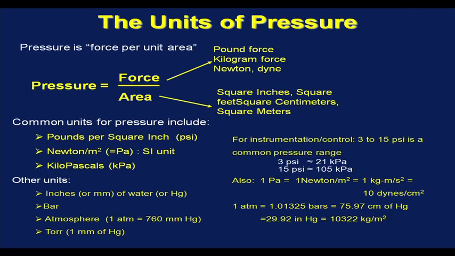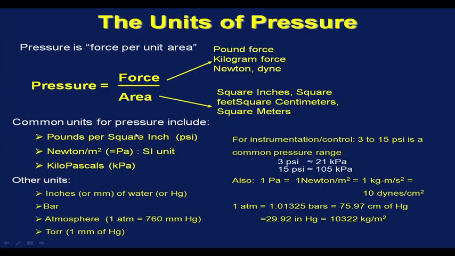Pressure is a very important process variable. Pressure is defined as force per unit area. So, pressure is force divided by area. Force can be represented as pound force, kilogram force, Newton, dyne, etc. Similarly, area can be represented in terms of square inches, square feet, square centimeters, square meters, etc.